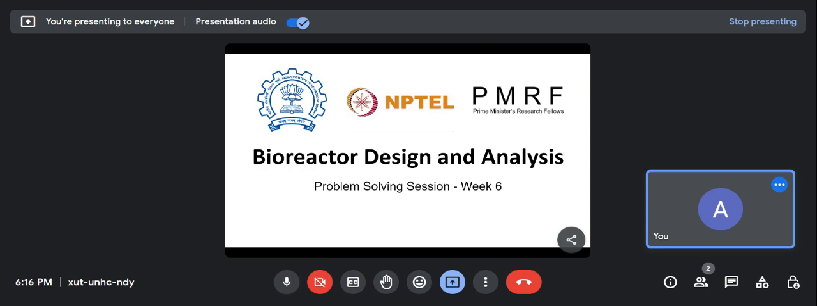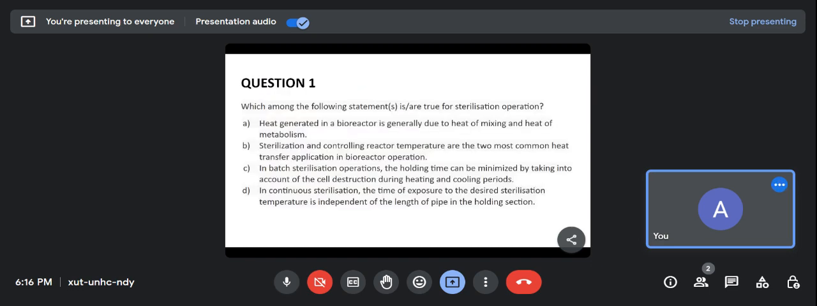Hi everyone. Today is the week 6 problem solving session for Bioreactor Design and Analysis. So let's start off with the first question. Which among the following statements are true for sterilization operations? There are four options.